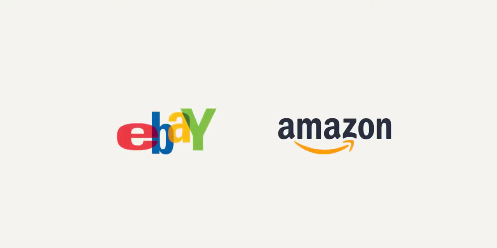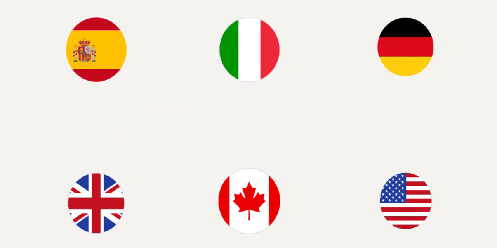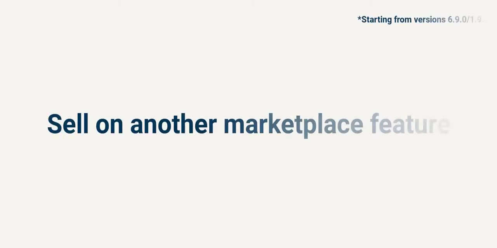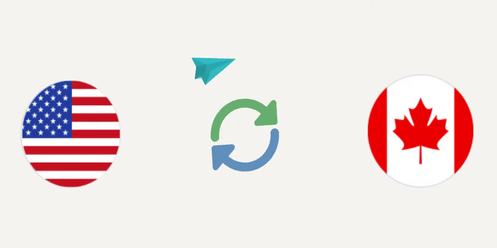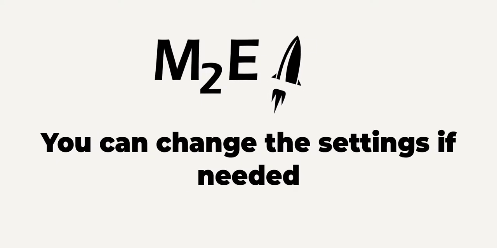Planning to expand your business across several channel marketplaces? You can do it in a few clicks with the Sell on Another Marketplace feature. Products from one marketplace can be quickly listed to another one. M2E Pro will keep the settings assigned to the items, or you can change them if you need.